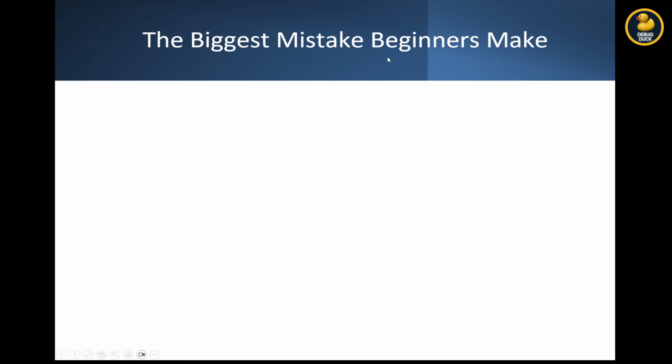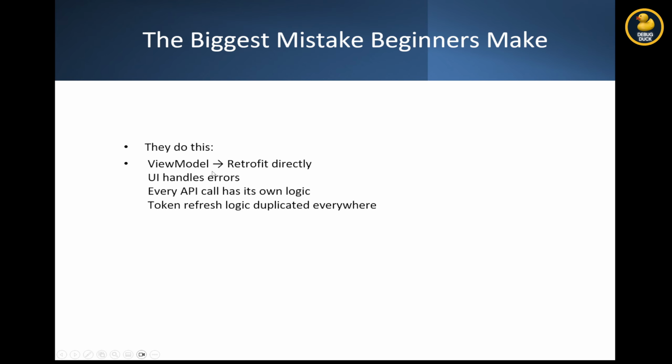The biggest mistake beginners make is this: ViewModel and Retrofit directly. UI handles errors. Every API call has its own logic. Token refresh logic is duplicated everywhere. The result: duplicated code, inconsistent error handling, hard to test, impossible to scale.